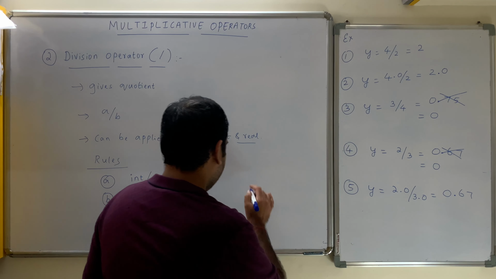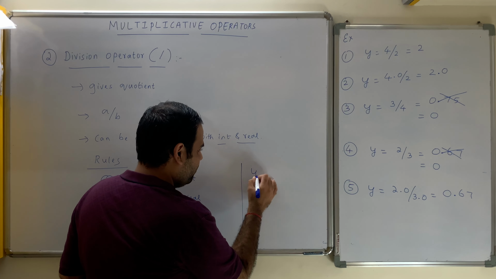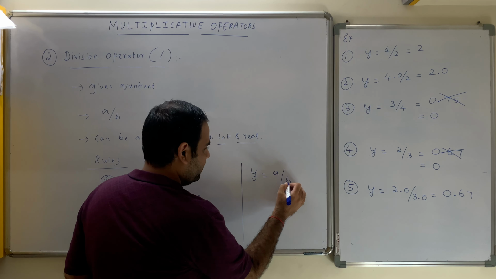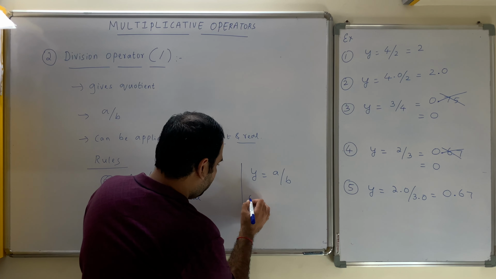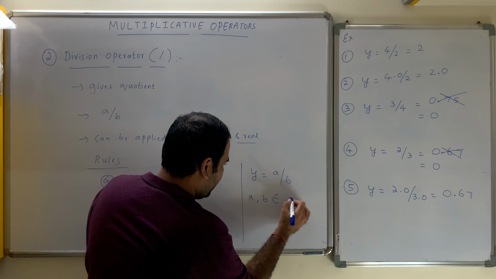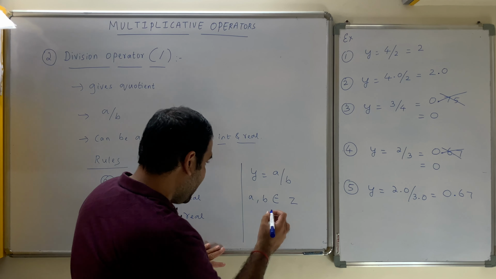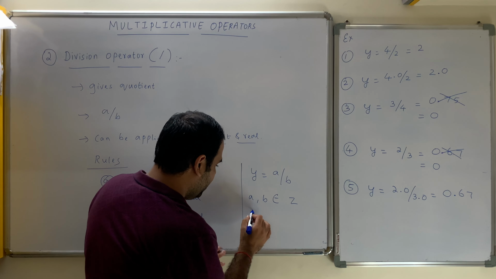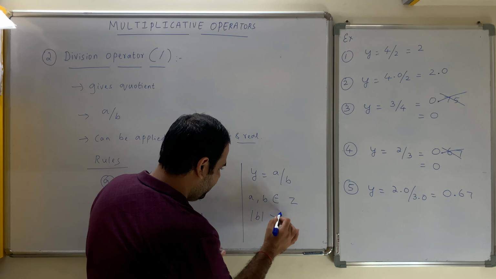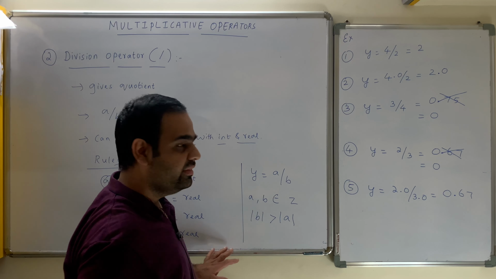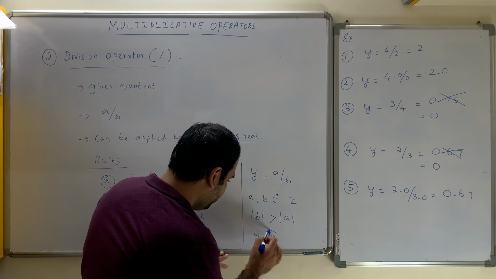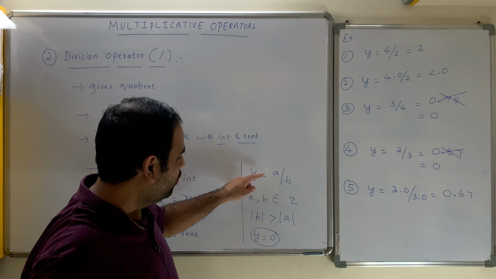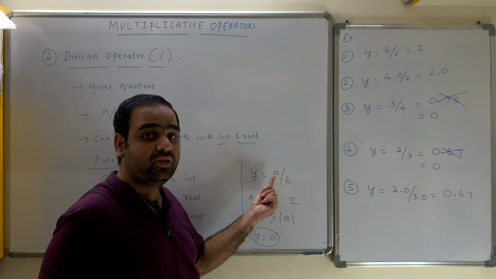Now, in general, if I say y is equal to a divided by b, where a and b belong to integer, and the value of mod b is greater than mod a, then what should be the value of y? Can anyone say? The value of y should be 0, because the value of b is greater than a.